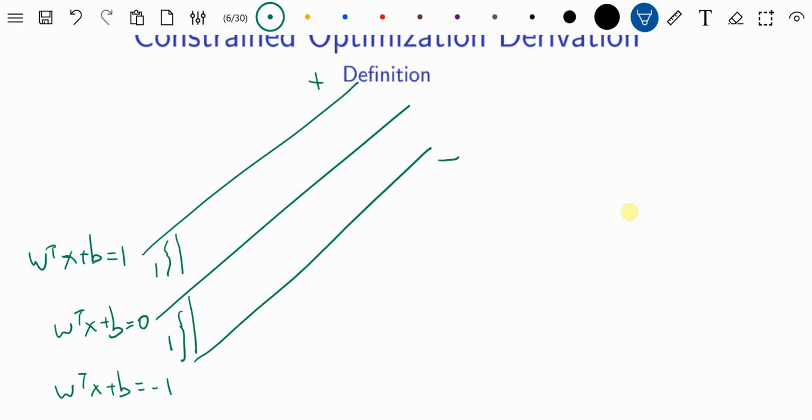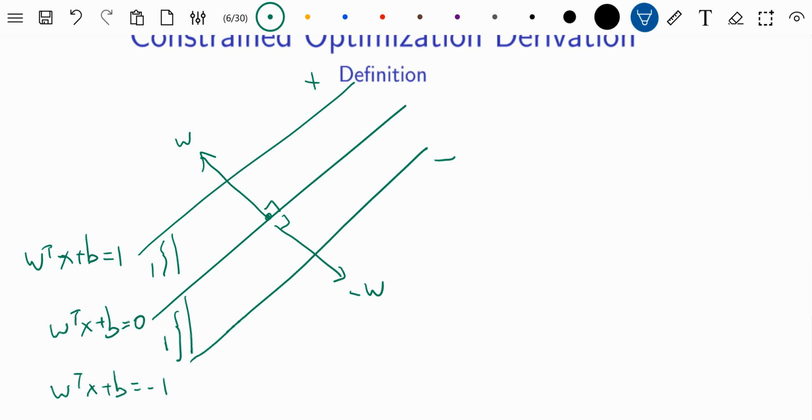So as we have seen before in the perceptron algorithm, this W is perpendicular to the lines. So we have W here and we have negative W here, both perpendicular. So the thing we want to try to find is the distance here. And let's suppose it's lambda W and this is minus lambda W. And suppose we start at some x here.